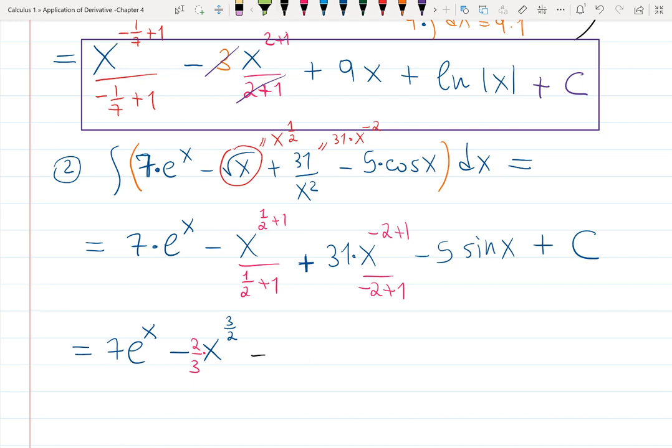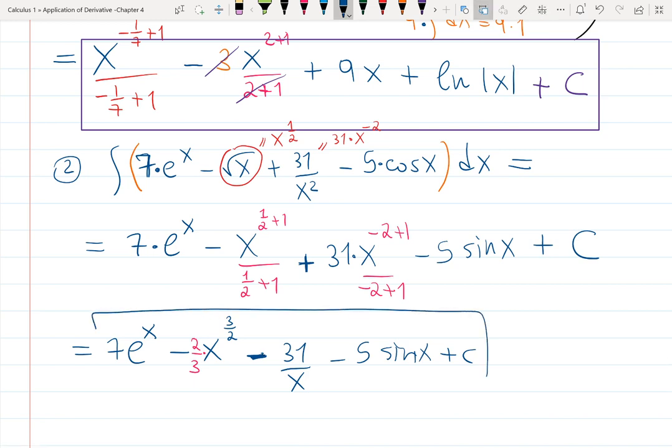Let me change the color. Minus 31x. -2 plus 1 is -1 over -1. That's why this negative showed up. You can also rewrite it as 31 over x minus 5 sine x plus c. And that's the answer.